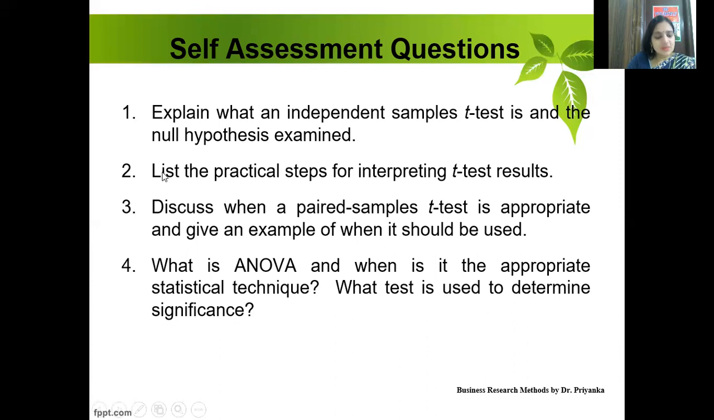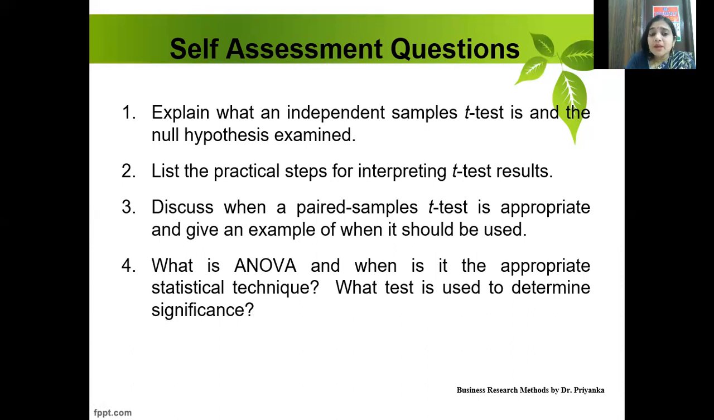Okay. Second is, list the practical steps for interpreting the t-test results. How would you interpret the t-test results? So number 1 would be examine the difference in means to find the direction of any difference. You'll be checking the difference between two means of two groups, and then you'll see whether you have a positive difference or negative difference, or you can even state things like this brand is better than the other brand, or this brand has more sales than the other brand.